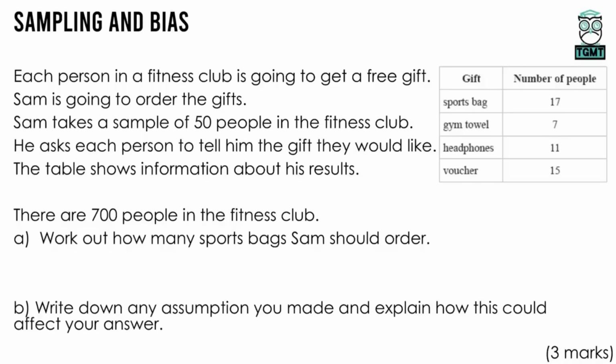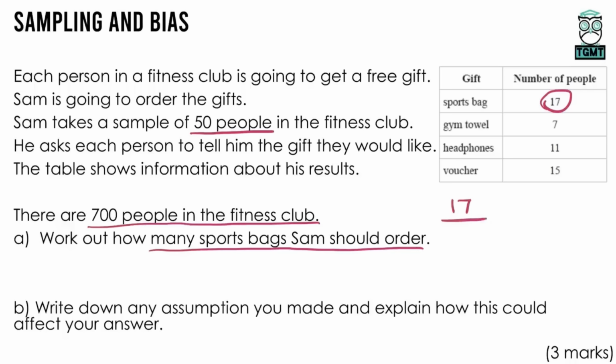Now with sampling and bias, it's a relatively nice topic. We're just looking at proportion. It says here that Sam takes a sample of 50 people. It says that there are 700 people in a fitness club. How many sports bags should Sam order? Well, here he had 17 people that wanted the sports bag, and that was 17 out of 50. So if we're looking at 700 people, we just need to work out that fraction of 700. So you could divide by 50 and times by 17, just doing a fraction of an amount.